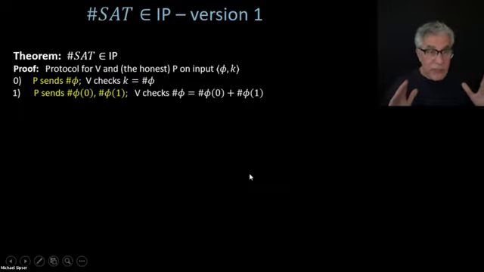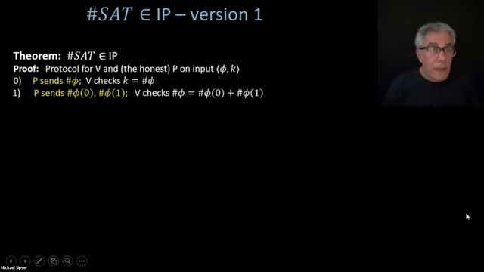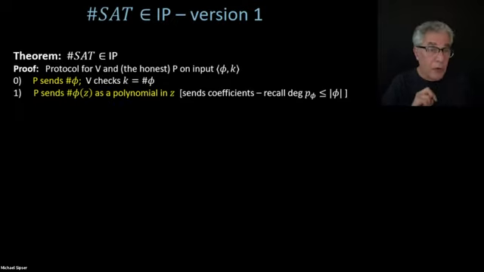Okay, fasten your seatbelts, everybody. This is the whole proof in the next line. Okay, but it's a doozy. All right. P is going to send phi of z as a polynomial in z. It's going to send just a single object, but that object is an entire polynomial. And the way it's going to send that is by sending the coefficients of that polynomial.